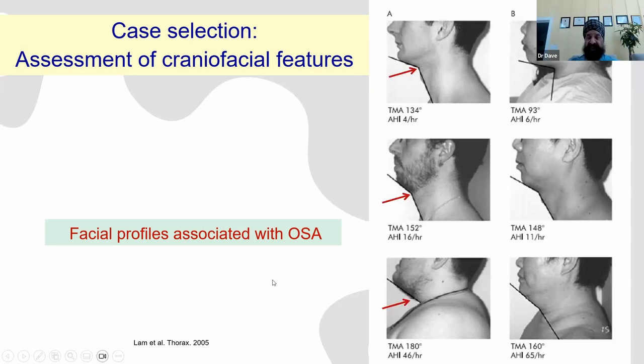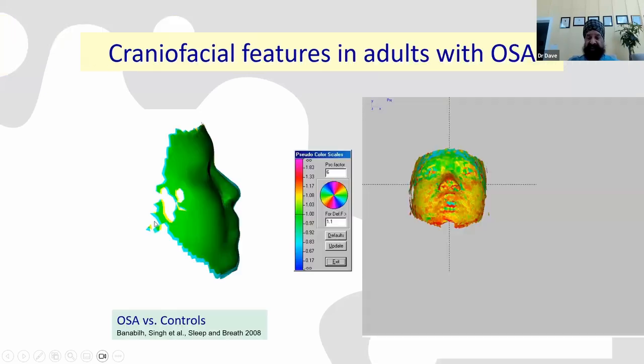We did a similar study in 3D. We looked at craniofacial features in adults with OSA compared to the control group.